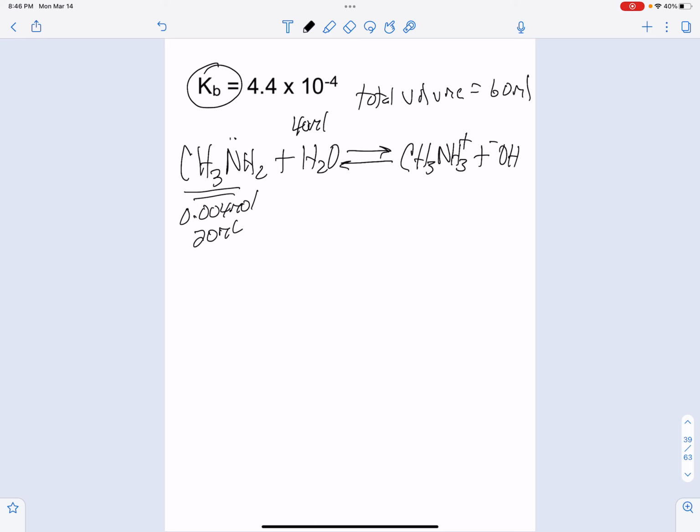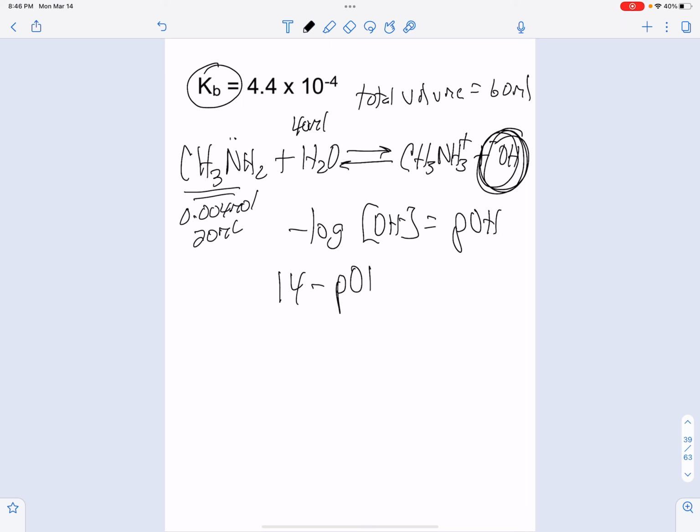So by the way, on the previous one, you have found the Ka, not the Kb. On this one, you're going to use the Kb, you're going to use the ICE table, and you're going to find X, which is the concentration of hydroxide, and then you can do minus log of the hydroxide equals pOH, and 14 minus pOH equals pH. And then you will know the pH at that point.